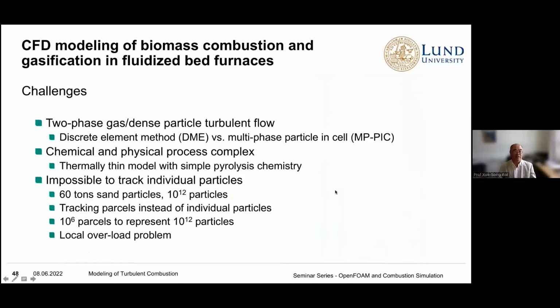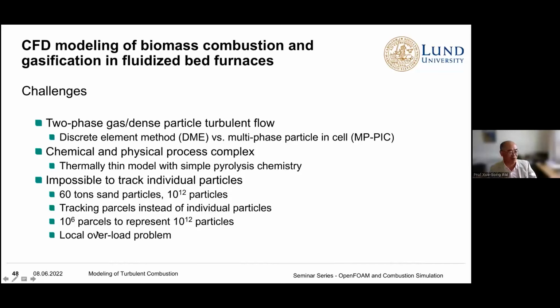What I mean is that for a two-phase dense particle system, one typically uses a DEM approach or MPPIC. We use MPPIC because it's economical, and there are too many particles in the system. In fluid bed power plants, we have 60 tons of sand particles, which we roughly calculate is 10 to the power 12 particles. You can never trace such a number of particles. Therefore, one traces parcels instead of individual particles. For example, we can choose 1 million parcels, and each parcel actually contains 1 million particles.